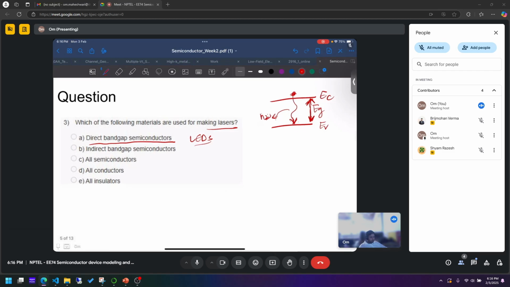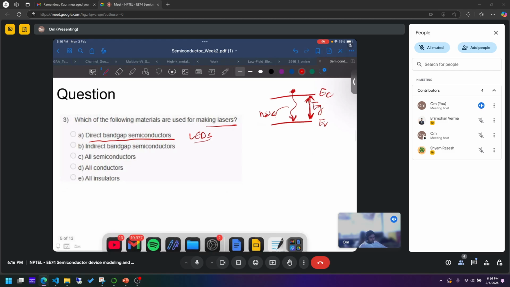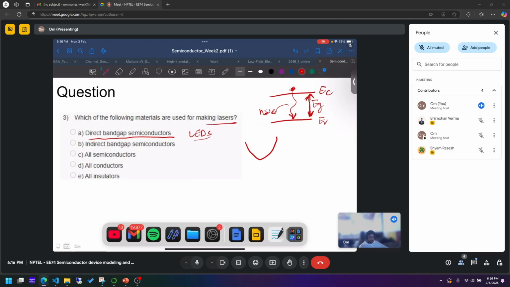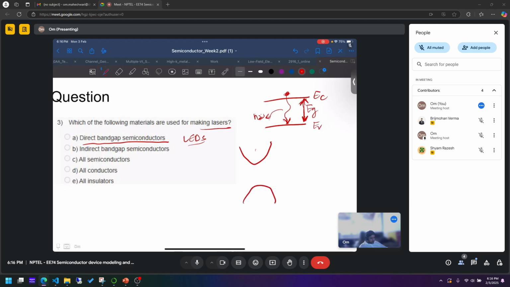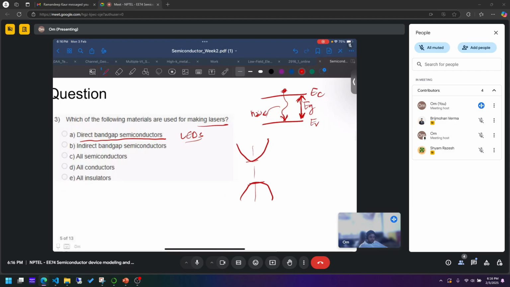So what is direct and indirect band gap is simply, let's take an example of gallium arsenide. The minima of the conduction band and the maxima of the valence band is, let's say, EV, this is EC, and this is the E-K diagram, right? Both have the same momentum. This is a direct band semiconductor.